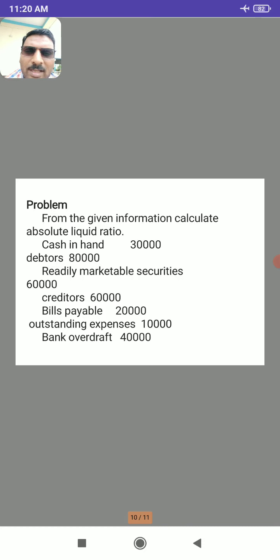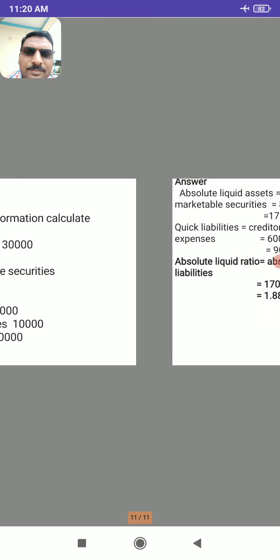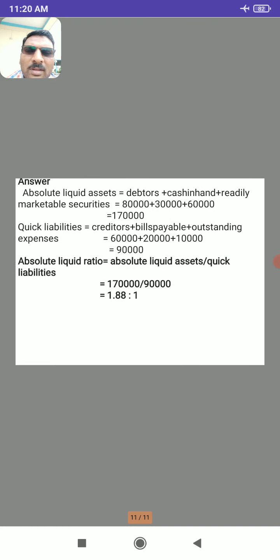First of all we will take cash in hand because it is an absolute liquid asset. Next debtors 80,000, then readily marketable securities 60,000. The total of debtors, cash in hand and readily marketable securities is 80,000 plus 30,000 plus 60,000, which is 1,70,000. So we get 1,70,000 as total absolute liquid assets. Quick liabilities means creditors, bills payable and outstanding expenses. The total of quick liabilities is 60,000 plus 20,000 plus 10,000, which equals 90,000.